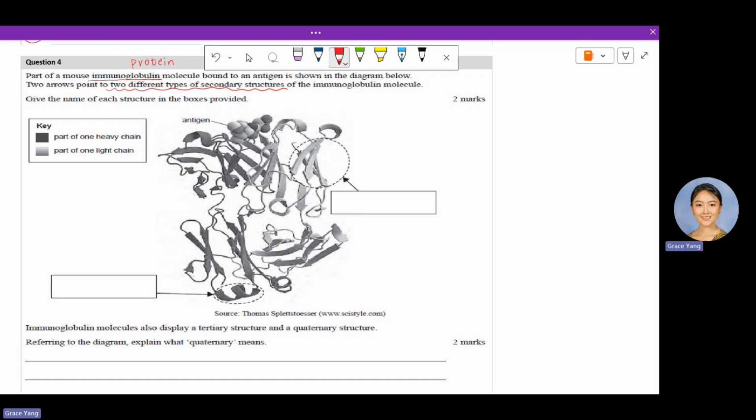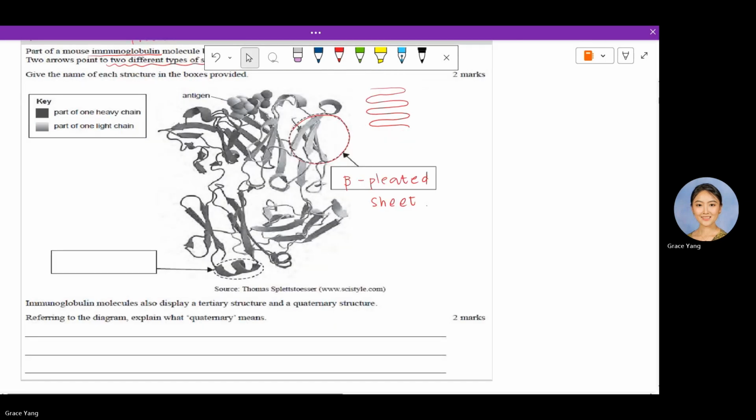So let's have a look at this circled region here first. It looks like the chain has these parallel directions or orientation, and that is a typical structure of beta pleated sheet. The bottom one here, this twisted leather or helical shape, that is a good sign that this area has an alpha helix structure.